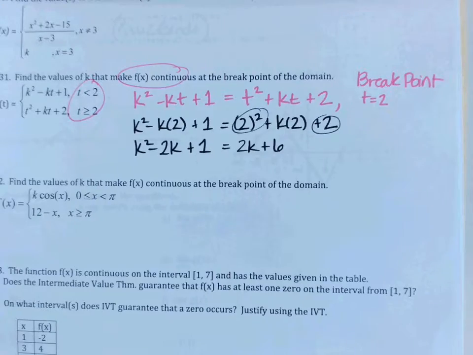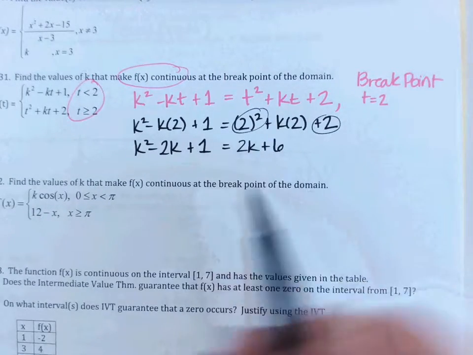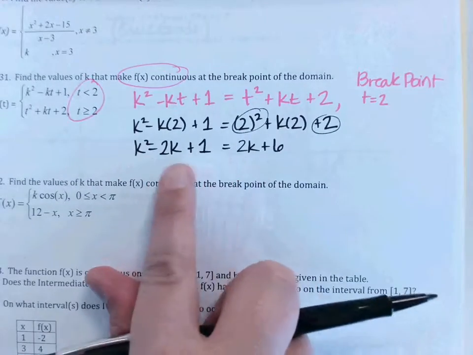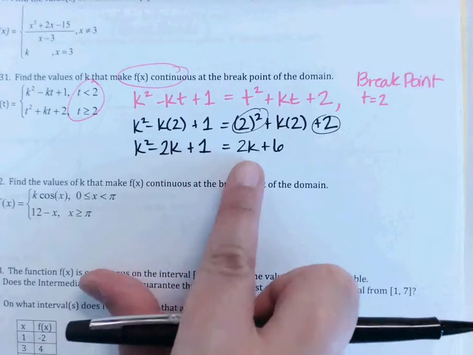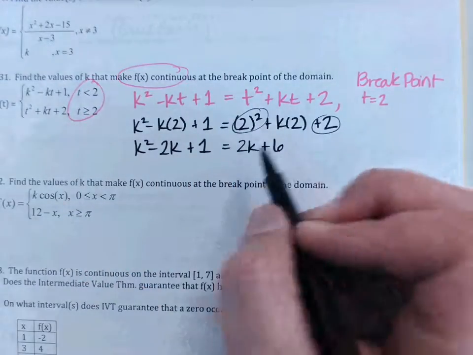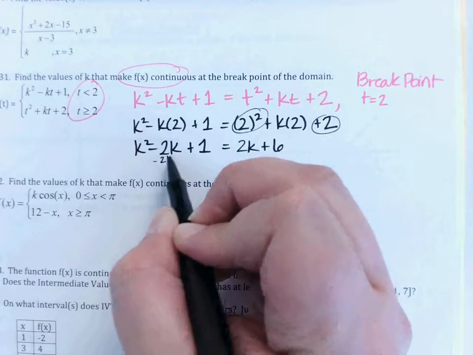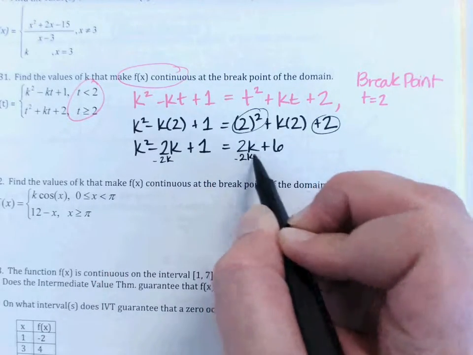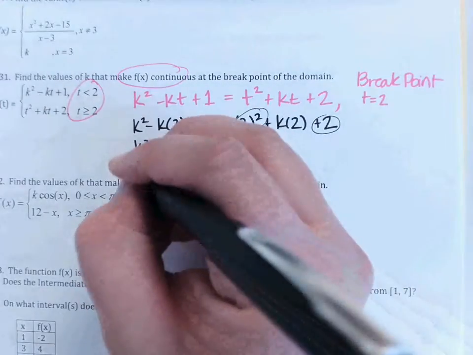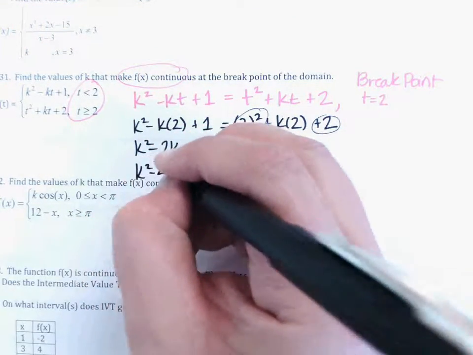So I took my 2 squared and my 2, and I combined it to be a plus 6. What do I do now though? Can I cross these out? Yes or no? No, they're not on the same side. When I move this 2k over as a minus, do they still cross out? No, now it's a minus 4k. So they didn't cross out. What do I do next?